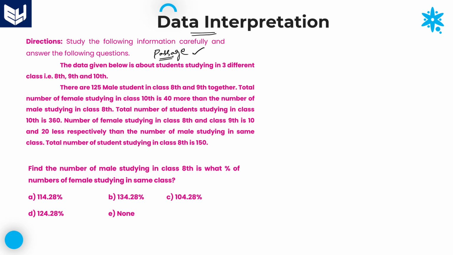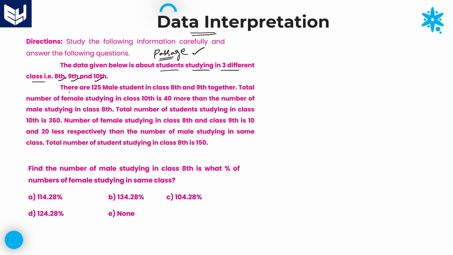This is the given passage. Once look at the passage. The data given below is about students studying in three different classes, that is 8th, ninth and 10th. The information is very clear: it is about how many students are studying in these three different classes, 8th, ninth and 10th.